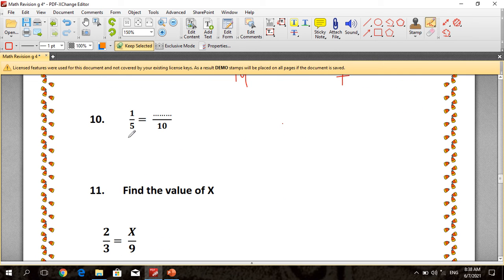We have 1 over 5 equal what over 10? Well, let's see what happened here. What is the change that happened? The 5 changed to be 10. That means we multiply. When the number became bigger, that means we multiply. So 5 times what gives us 10?